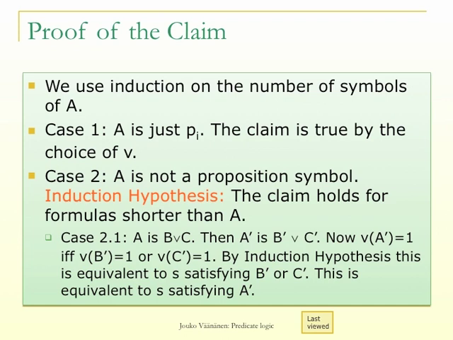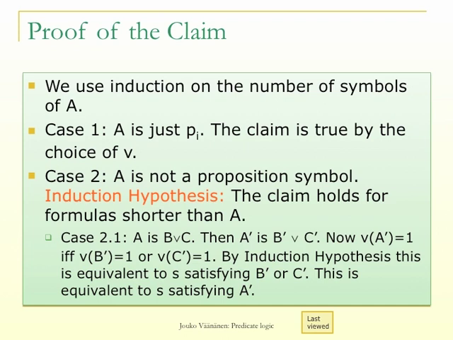Case 2. A is not a proposition symbol. We make an induction hypothesis. The claim holds for all subformulas of A, or equivalently for all formulas shorter than A. Case 2.1. A is a disjunction B or C, and now as an induction hypothesis we assume that the claim holds for B and C. In this case, A prime is B prime or C prime.